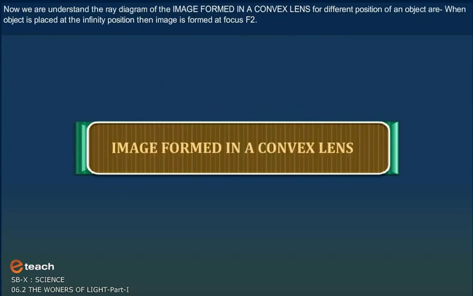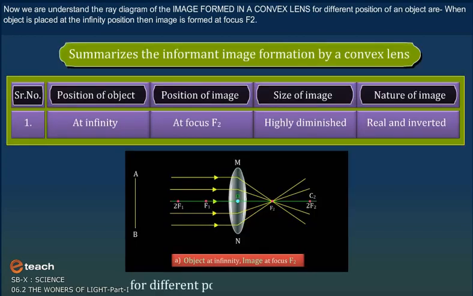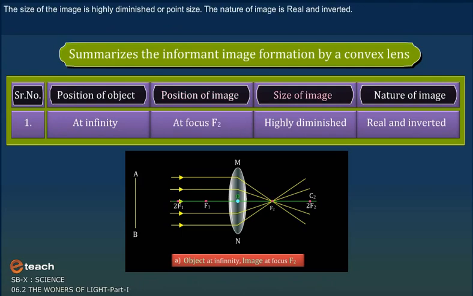Now we will understand the ray diagram of the image formed by the convex lens for different positions of an object. When the object is placed at infinity, then the image is formed at focus F2. The size of the image is highly diminished or point size. The nature of image is real and inverted.